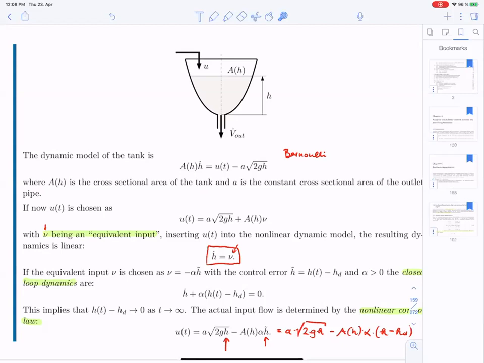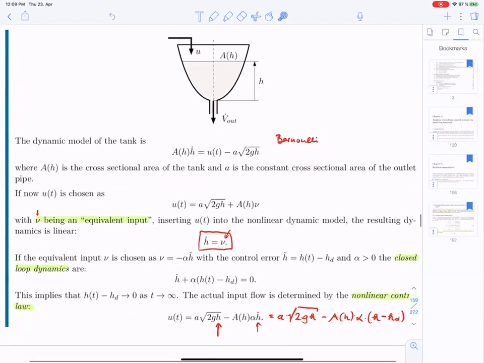If we just know that by choosing this value in the proper way, we can design how h dot is going to behave. So the only thing that we still need here is a control law. And in this introductory example, I just chose the control law in the following way. First of all, there's some desired level. So h_d is a desired tank level. This is the control error that you have here. And then we choose the equivalent input to be proportional to this control error in some way.